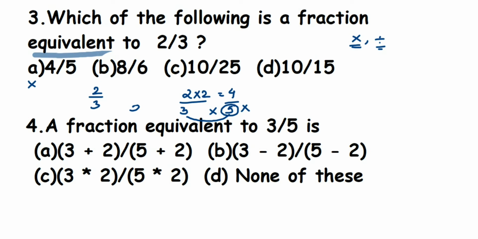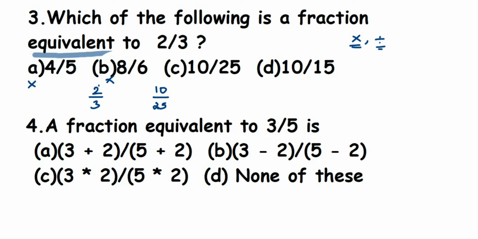Okay. Now let's check the second option here, which is 8 by 6. Now in the 8 by 6, from 2 we got 8, which means again we're multiplying. And with what number are we multiplying? If I multiply 2 with 4, I'll get 8. Now same 4 I should multiply in the denominator. But 3 into 4 is 12. And here if I multiply 3 2s, I'll get 6. So we're multiplying with different numbers in the numerator and denominator, which means this is not an equivalent fraction. In equivalent fraction, you multiply numerator and denominator with the same number. Multiply or divide with the same number.